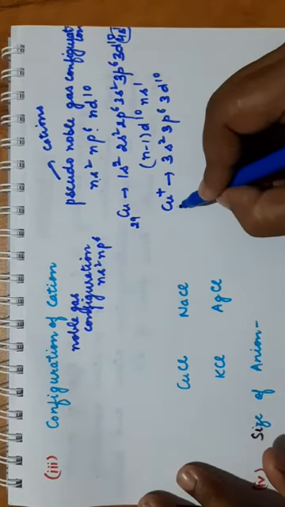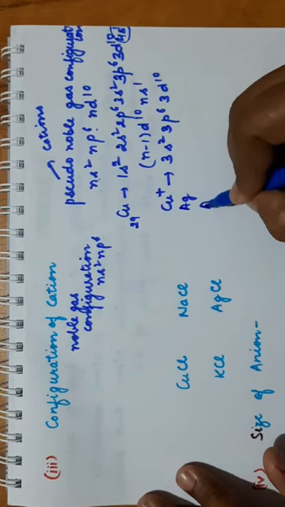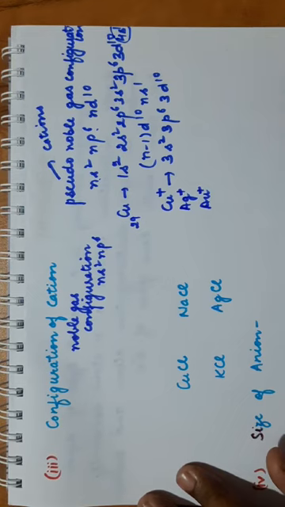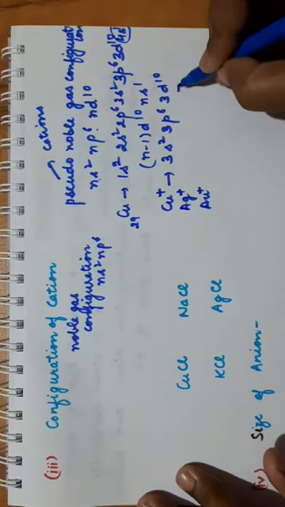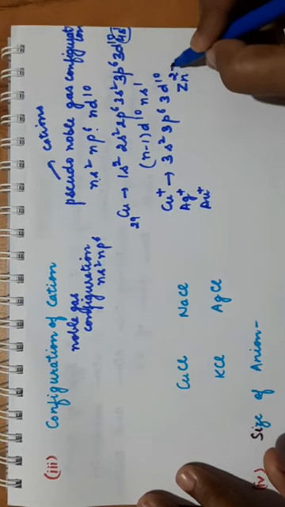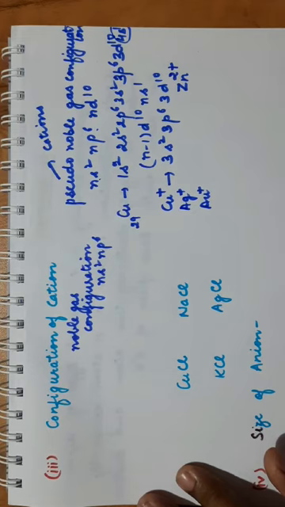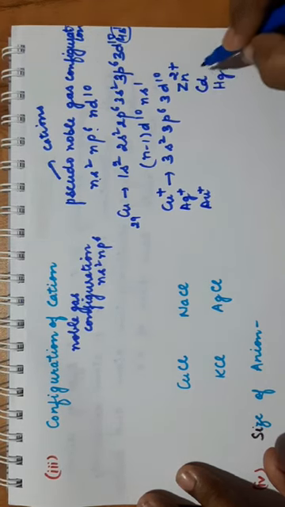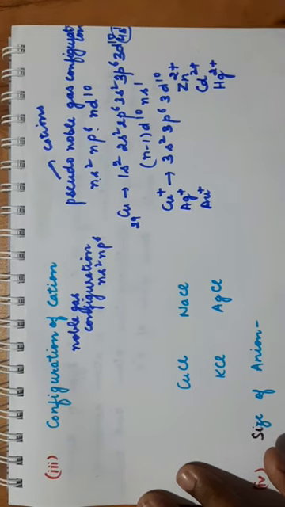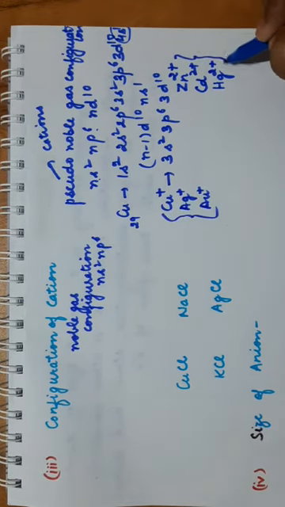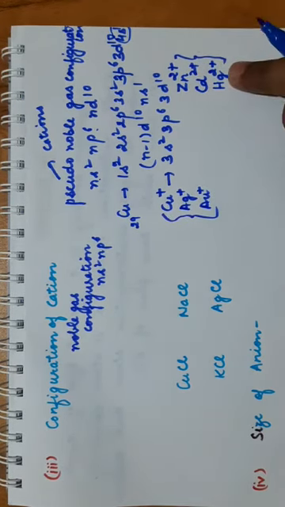Below copper come silver and gold. All of them in +1 oxidation state will have pseudo noble gas configuration. Another one is zinc. It has 3d10, 4s2. If you remove 2 electrons, it will acquire the noble gas configuration again. So below Zn are zinc, cadmium and mercury, and in +2 oxidation state, they will have pseudo noble gas configuration. So you have to remember these 6 cases. In these 6 cases, you will come across pseudo noble gas configuration.